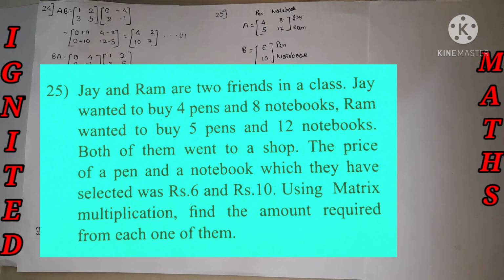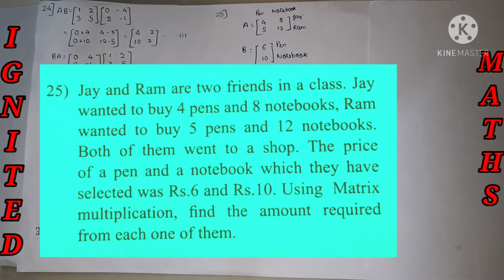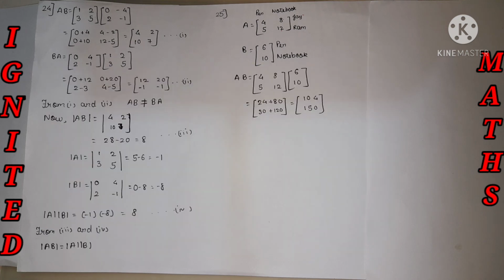Now the second matrix: both of them went to the shop. The prices of a pen and a notebook which they selected were ₹6 and ₹10, one for the pen and the other for the notebook, that is nothing but 6 and 10, which we have named as the B matrix. Now what we need to find: using matrix multiplication, find the amount required by each one of them to buy the pens and notebooks. For J and Ram, that we need to find. That also we can find with matrix multiplication.